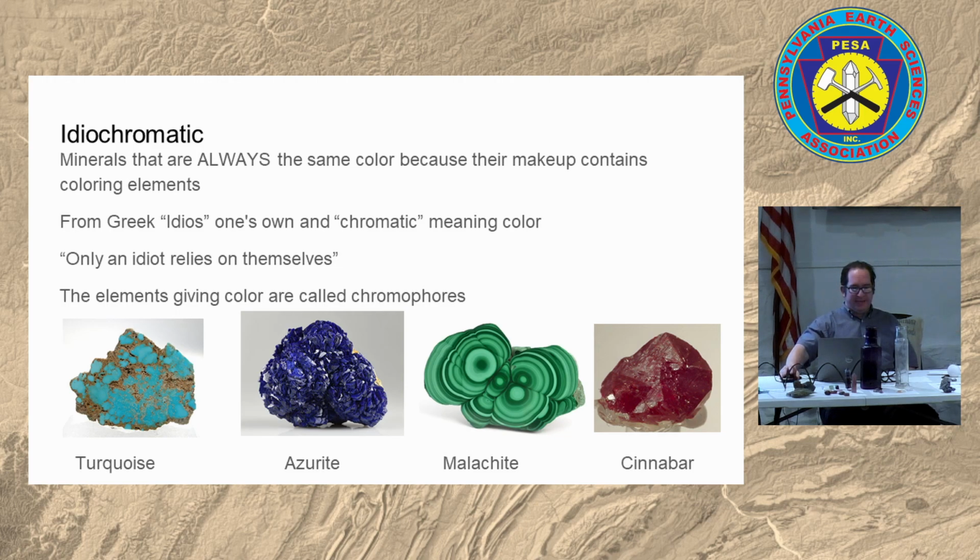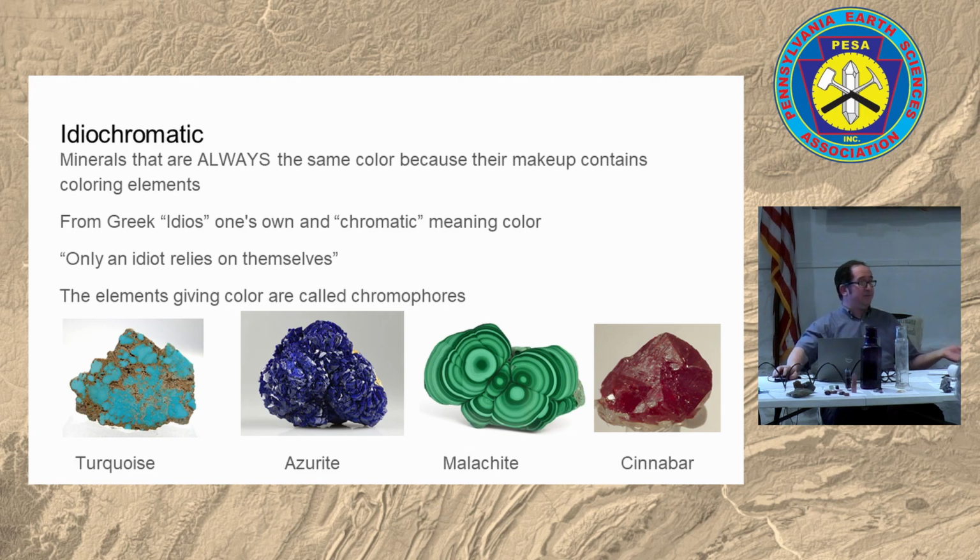So here we've got several examples. We've got turquoise, which is always a lovely blue, azurite, blue, malachite. All 3 of these are copper-containing minerals. On the right, we've got cinnabar, which is a mercury-containing mineral, which is again another transition metal. So if you've got transition metals in them, they're probably idiochromatic and are always the same color.